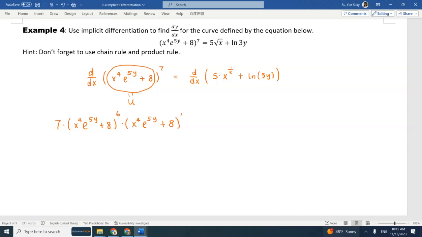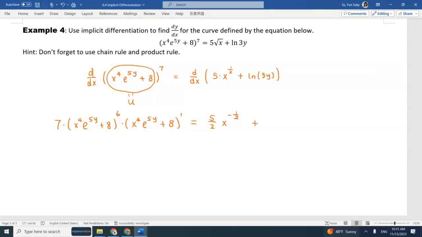Okay, so do it slowly, step by step. So this step, we use the chain rule. So u to the 7th derivative is 7 u to the 6th times u prime. Right, everybody? And then, what is the derivative of 5x to the 1/2? Yes, very good. Everybody okay with the power rule?